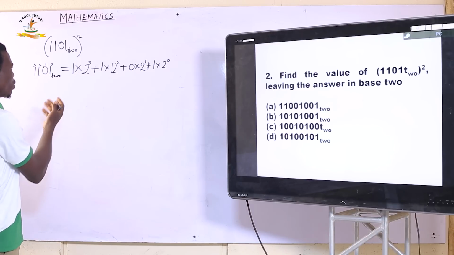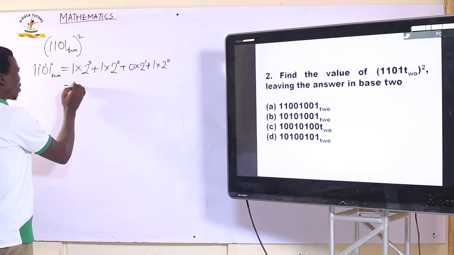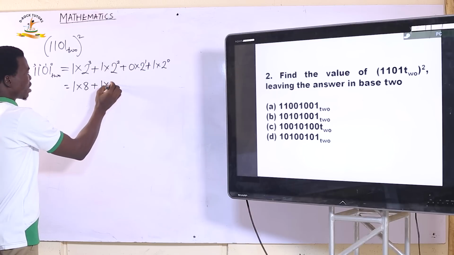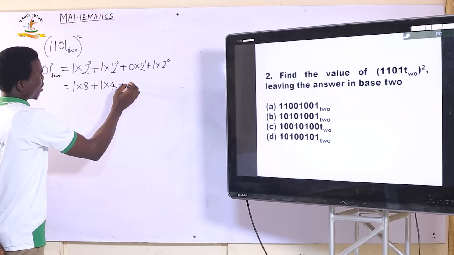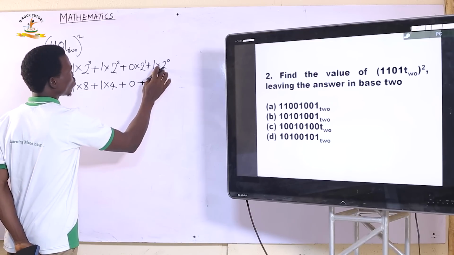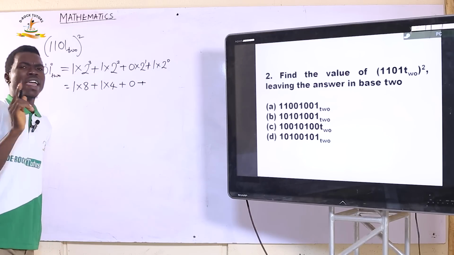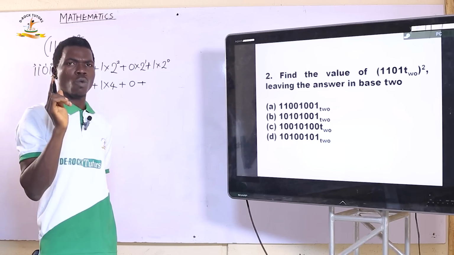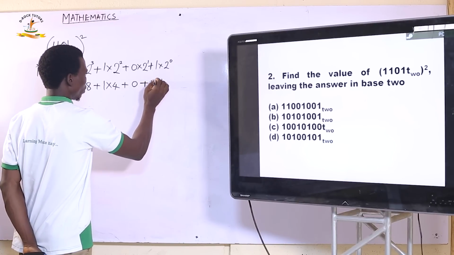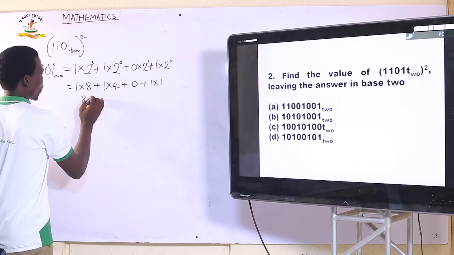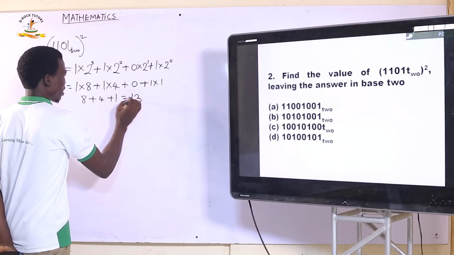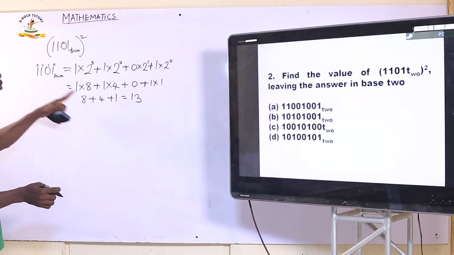Having done this, we go again. What is 2 raised to power 3? It is 8, plus 1 times 2 raised to power 2 is 4, plus this one automatically becomes 0 because 0 multiplied by any number is 0. Then plus 2 raised to power 0 is 1. So any number raised to power 0 is always 1 in mathematics. So I'm going to write 1 times 1. And we say this is 8 plus 4 plus 1, and this is going to be 13. So this number alone is 13.